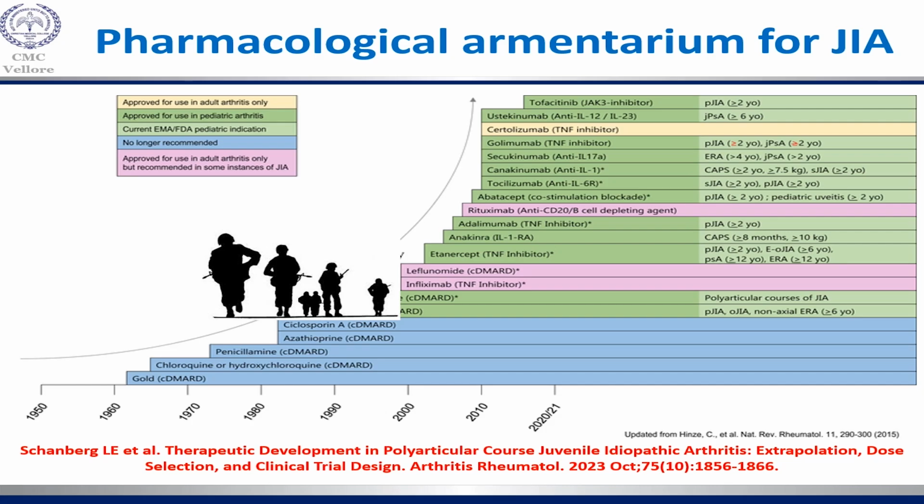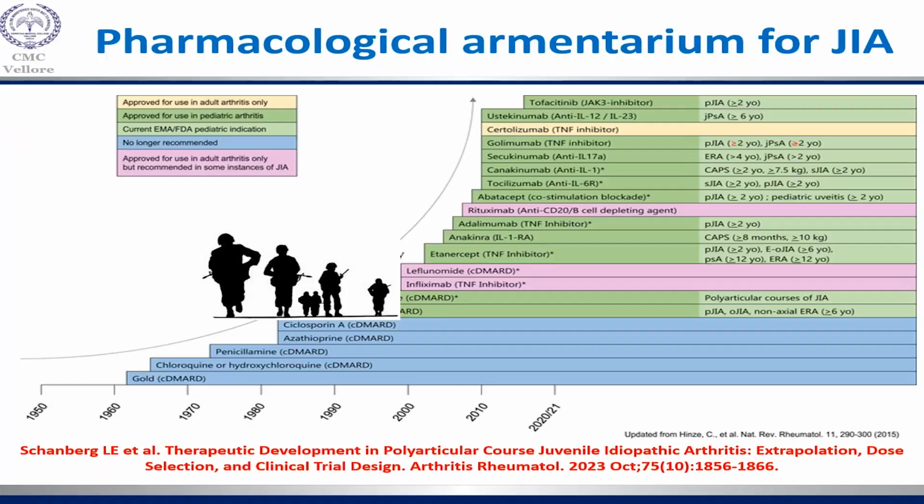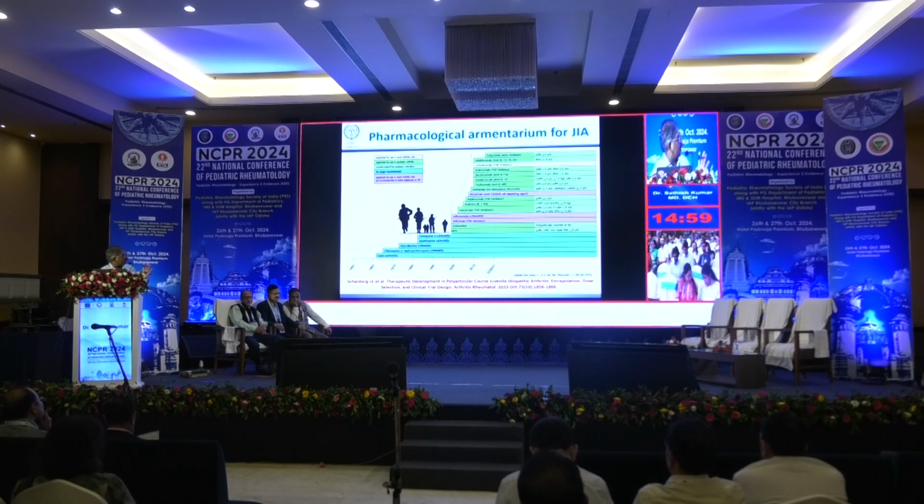When you look at the pharmacological armamentarium for JIA management, these are the FDA approved drugs, in the green color. We talk about etanercept, anakinra, adalimumab, abatacept, tocilizumab, canakinumab, secukinumab. These are already approved for use in children of various age groups and different types of juvenile idiopathic arthritis. So this is all approved for JIA. This we already talked about.